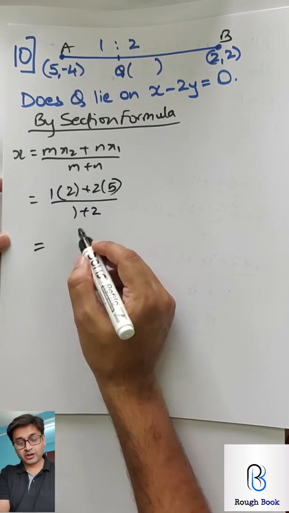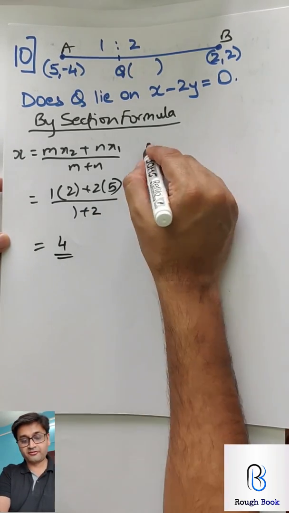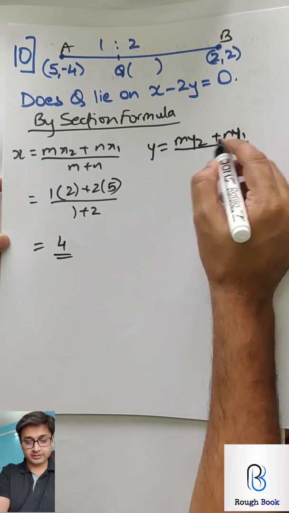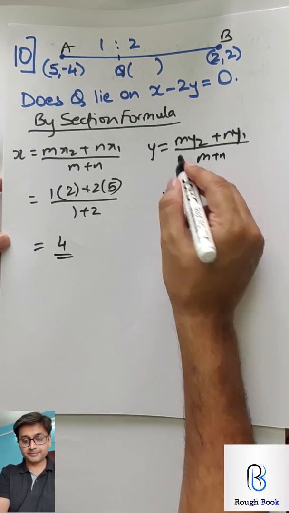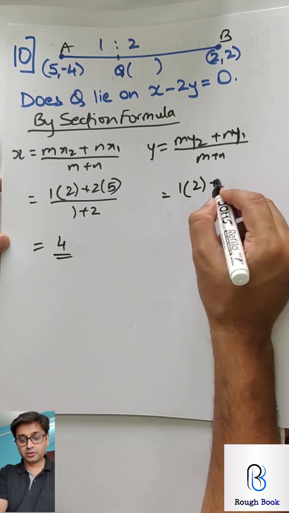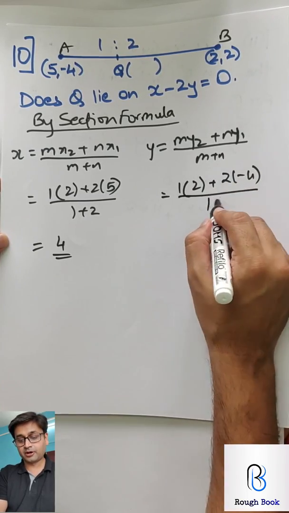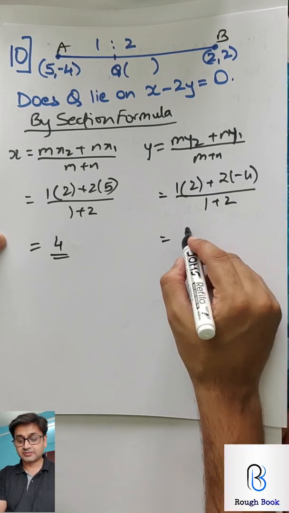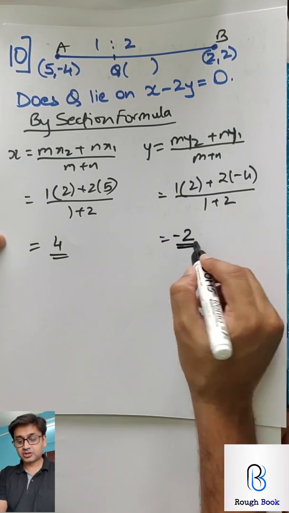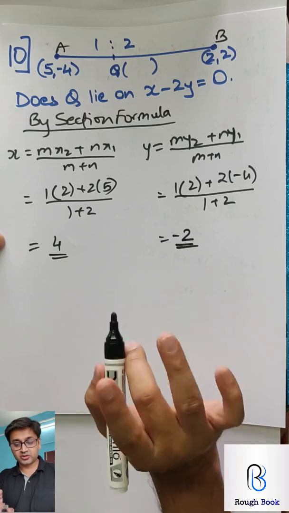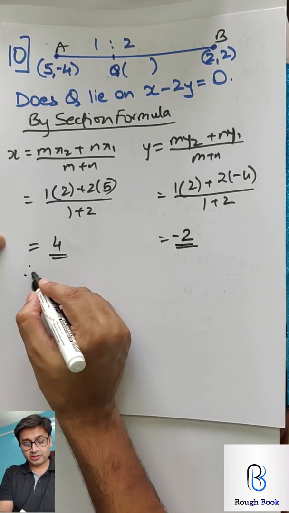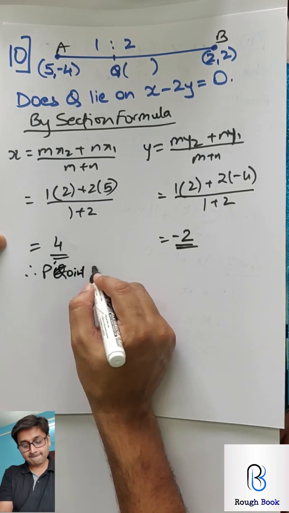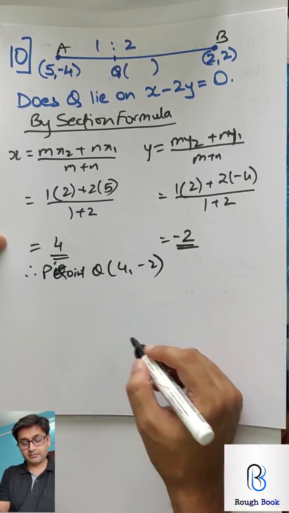So 2 plus 10, 12 divided by 3 should be 4. Likewise, (m y2 + n y1) upon m plus n. So m is again 1 into 2, 2 into minus 4 upon 1 plus 2. So 2 minus 8, so minus 6 by 3 minus 2. Minus 6 by 3, so minus 2. So therefore point Q is 4 comma minus 2.